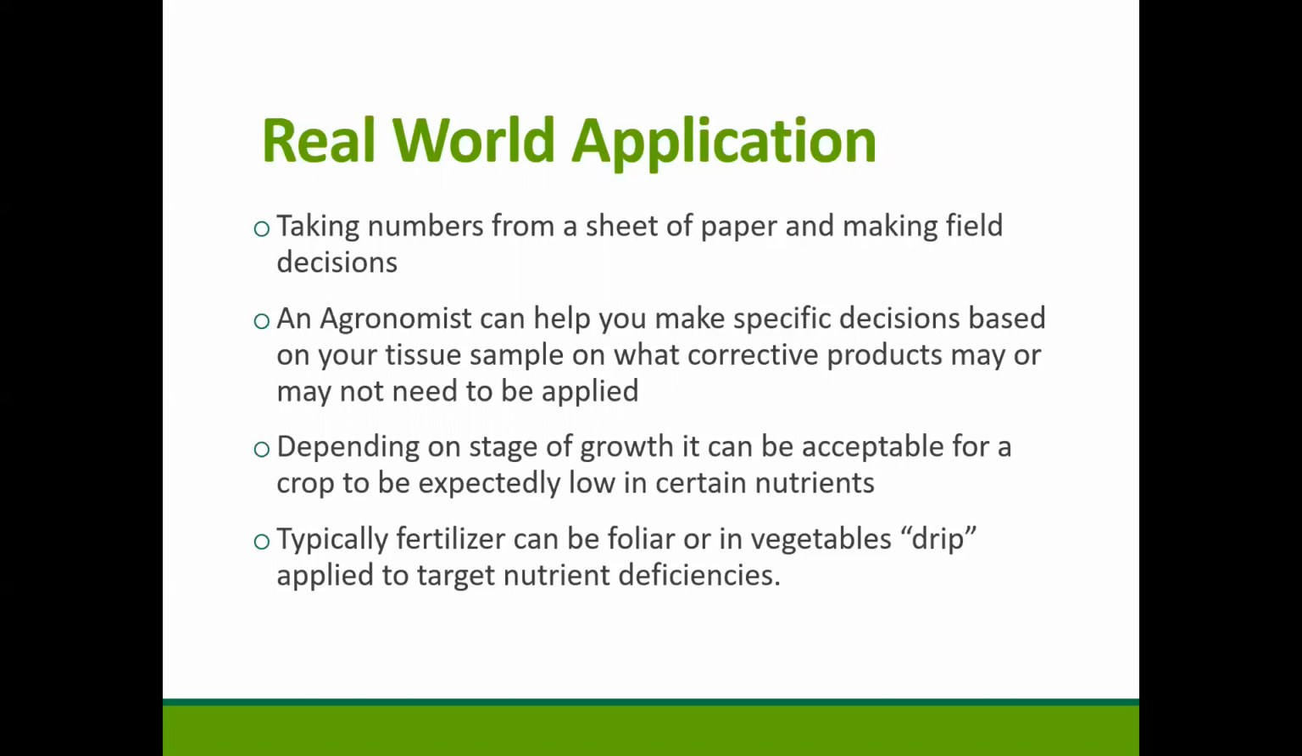Depending on the stage of growth, you might expect the crop to be low in certain nutrients, so adding more of them may not be necessary. Typically, with this type of testing situation, on vegetables we're usually looking at drip or foliar feeding. You might foliar feed nutrients to target specific deficiencies within those crops.